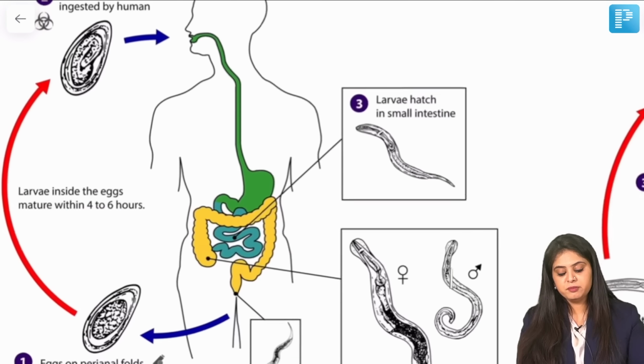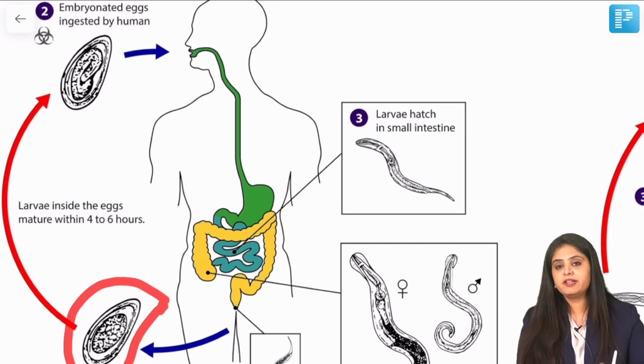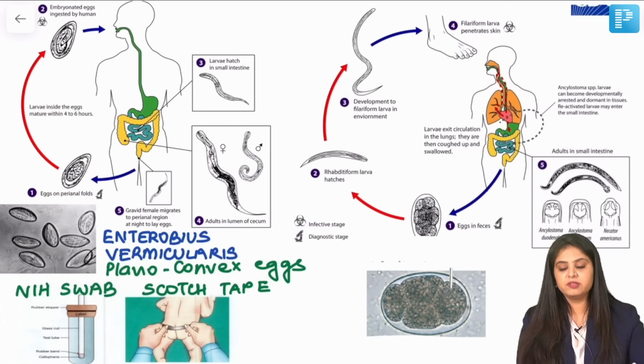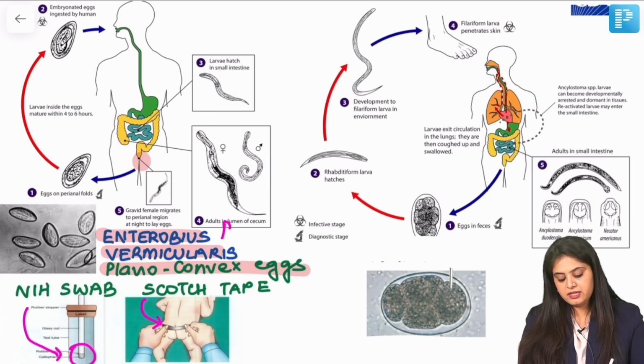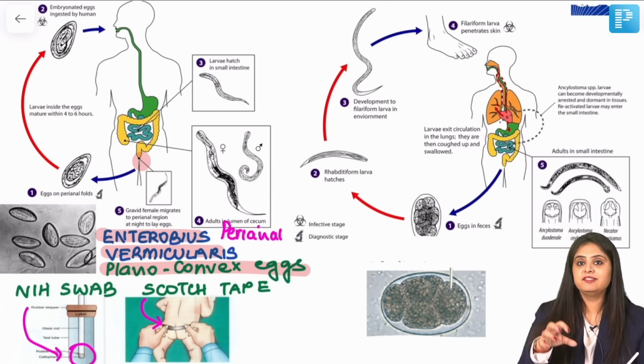When I look at the first picture, I can see the plano-convex egg. This is a case of Enterobius vermicularis, which is going to show you the classical plano-convex eggs, and those eggs are usually in the perianal region. So either I will use a swab to collect it from the perianal region, or I will stick a scotch tape over there and collect from the perianal region. Perianal itching occurs in these patients because the eggs are in that region.